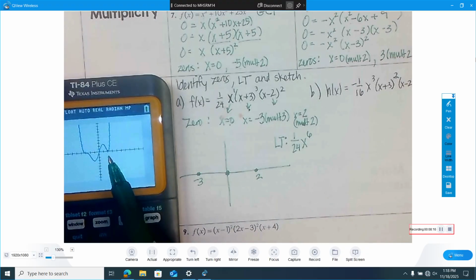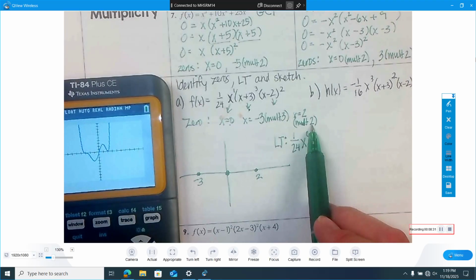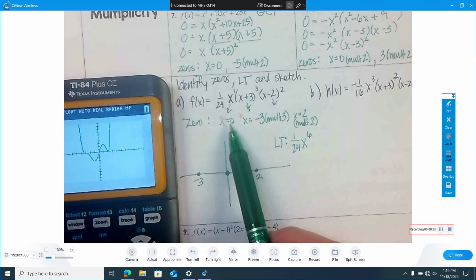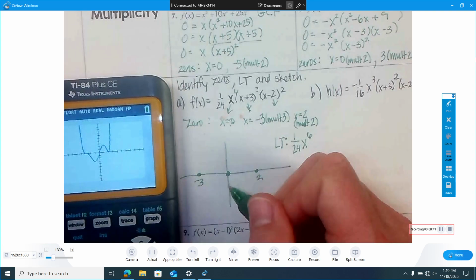Well, it appears to hit the axis, and I call this a bounce. Can you imagine a ball is coming down and what's it doing? Bouncing off the ground, okay? And that happens because of the multiplicity of 2. And then 0 just had the multiplicity of 1. So at 0, you can see it just went straight through. So it just passes through at 0.